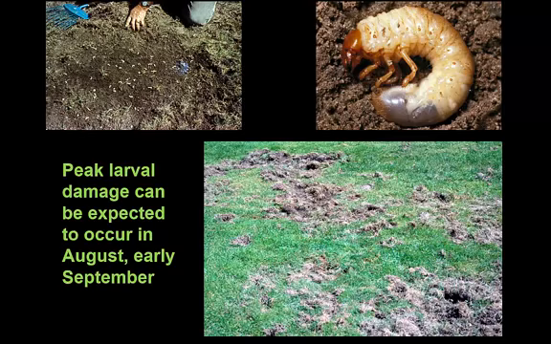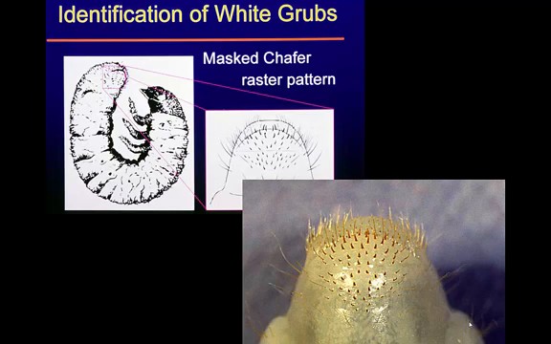Peak damage of these is August, early September, so it's going to be as these rapidly develop towards the end of the summer and early autumn when you will see most damage by a masked chafer type of grub. And they, of course, like all of these, have a distinctive rostral pattern of hairs, a little slit, kind of looks like a frowny face to me, the anal slit, and these little stout hairs.